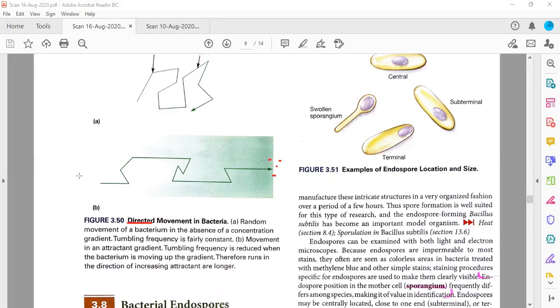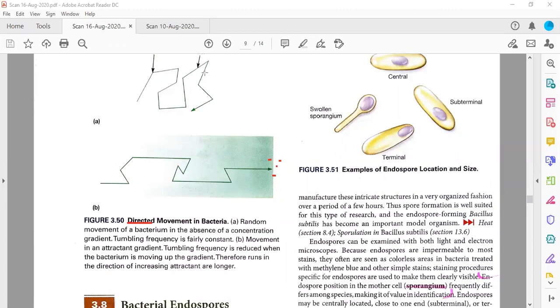What will happen? A bacteria will start moving from this side and will move to the other end according to the concentration gradient. So as you can see, there is a green shade shown here. So green shade is actually the concentration gradient of that particular species. So the bacterial cell will show the movement in an attractant gradient. Tumbling frequency is reduced when the bacteria is moving in some kind of gradient. Therefore, runs will become longer.